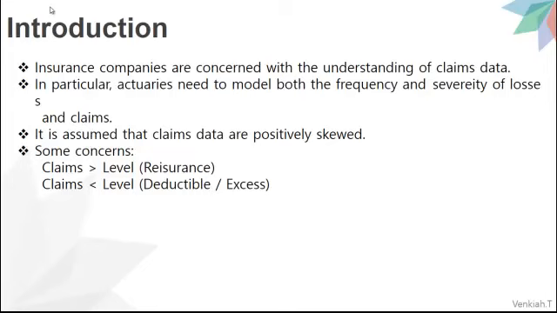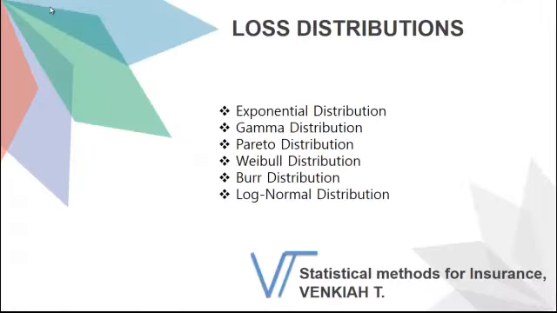Actuaries need to model both the frequency and severity of losses in claims. It is assumed that claims data are positively skewed. Now, one concern of insurers is that if the claim is greater than a certain level, they go for reinsurance, and if the claim is less than a certain level, then it becomes a deductible or an excess.